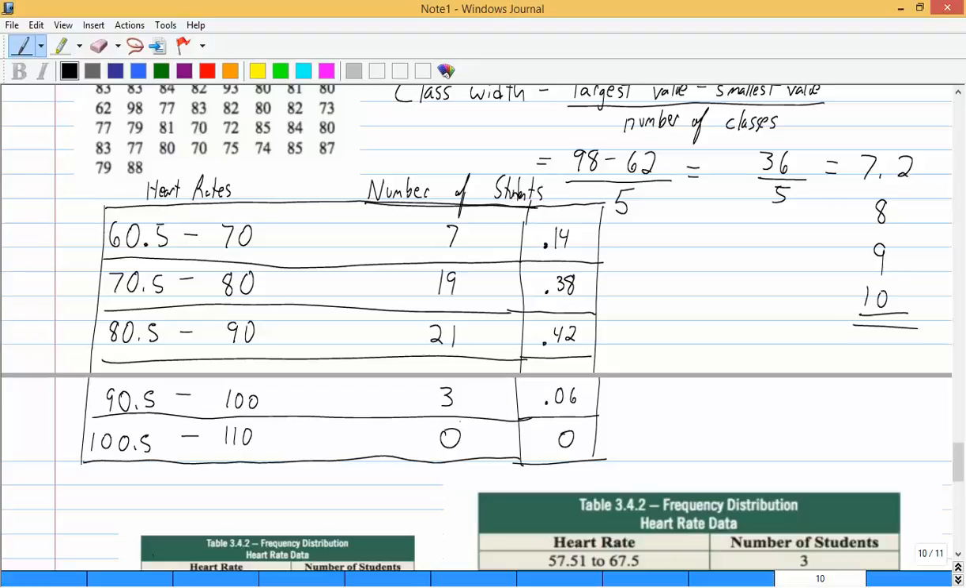So instead of just being a frequency distribution, we could call that a relative frequency distribution if we didn't have these numbers here. And again, I've already told you, but sometimes instead of seeing the decimal, it may just be written as a percentage.